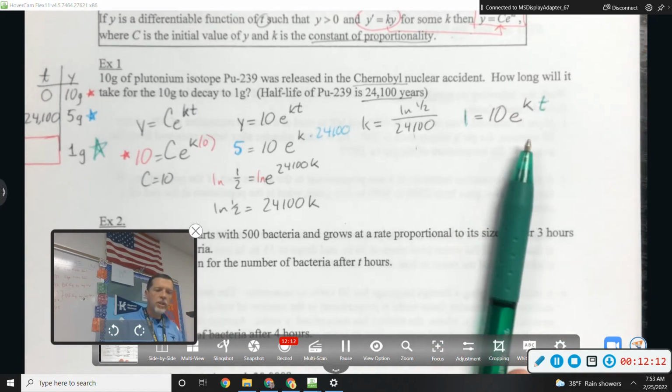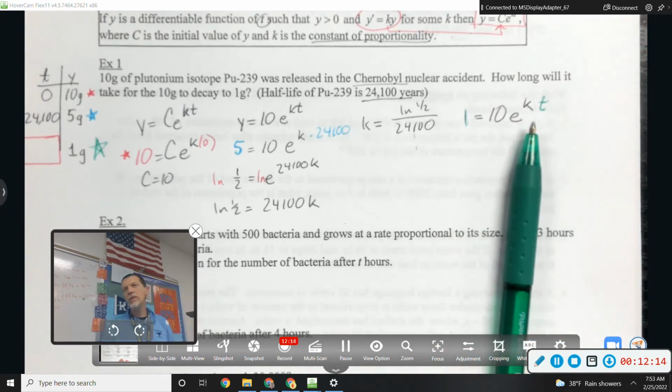So this gets a little confusing because people see that and they're like, oh, there's 2 variables. And I would say, no, there's not 2 variables. There's 1 variable. K is not a variable. We know what K is.